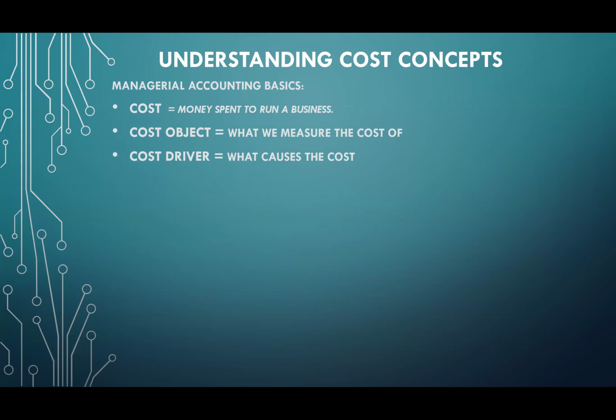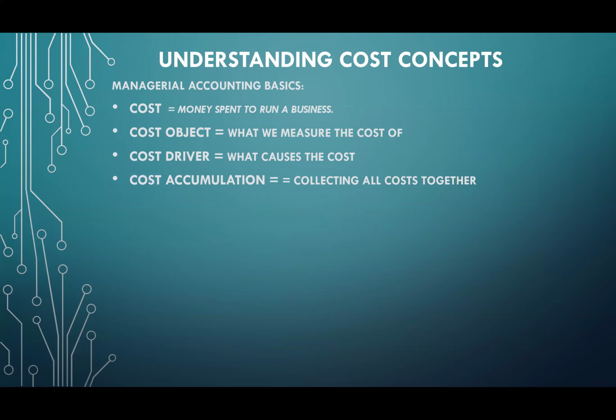The third thing we talk about is a cost driver. So now you understand the meaning of the word cost, you understand the meaning of the word driver, I hope. So now we can put them together and say a cost driver is what causes a cost to increase or decrease. For example, if I make more pizzas, I would need more cheese, I would need more flour. So the number of pizzas is my cost driver because it is causing my cost to increase.